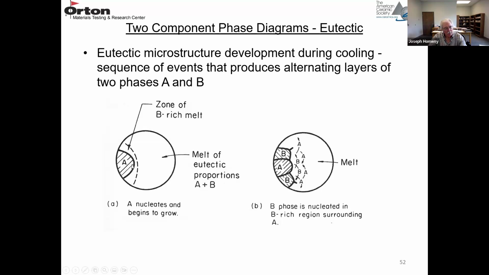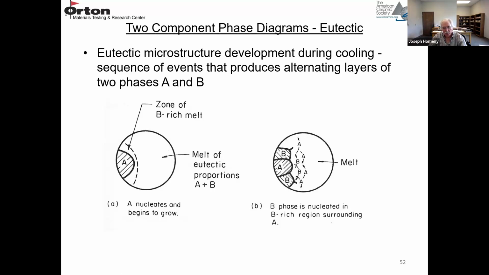So as we crystallize A, the region around A is depleted in component A. So this becomes rich in B. So now we have crystals A surrounded by a melt that's rich in B. And then as that melt becomes rich in B, the B phase starts to nucleate and crystallize. So we start building up this layered or rod-like structure. And this process just continues.